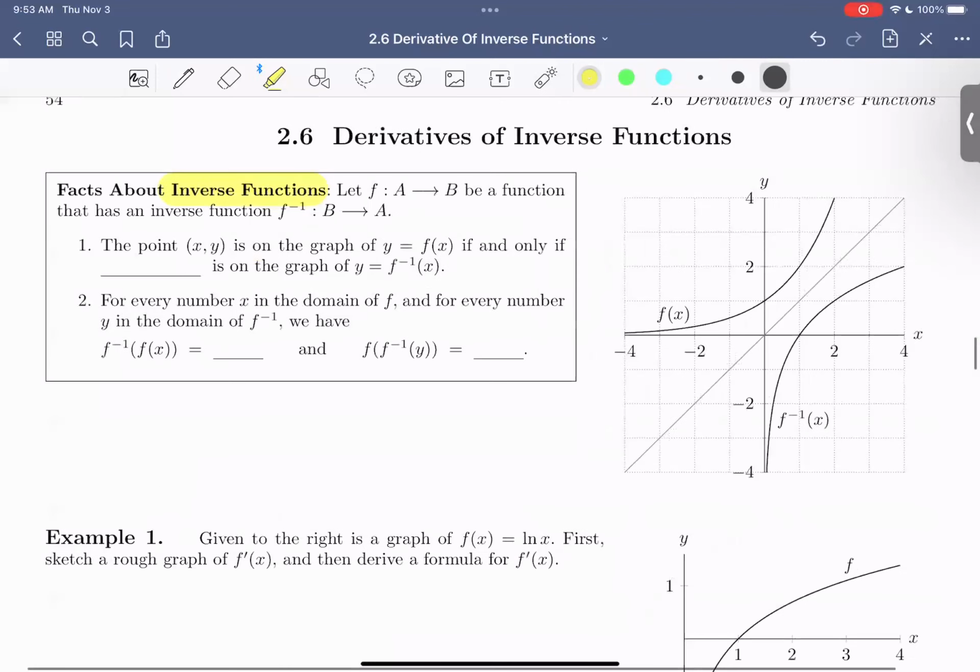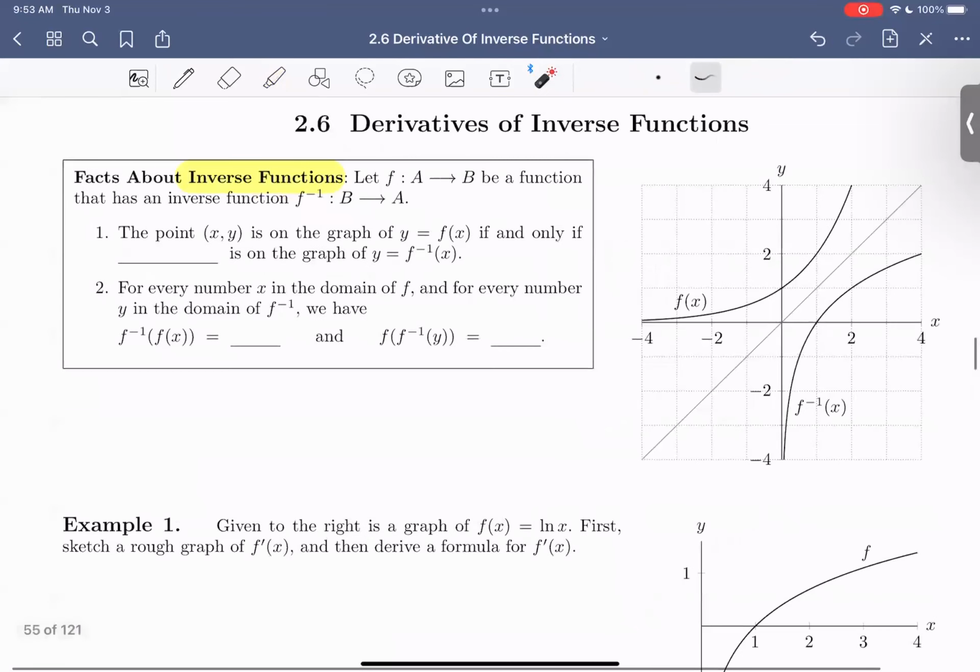So let's recall that if a function, let's say labeled f, goes from a set A to B, and it is a function that has an inverse, then this function has an inverse function that we call f to the -1, which goes from B to A. So it goes in the opposite direction. So a few facts here. The point (x, y) is on the graph of y equals f of x if and only if the point (y, x) is on the graph of the inverse, y equals f -1 of x.